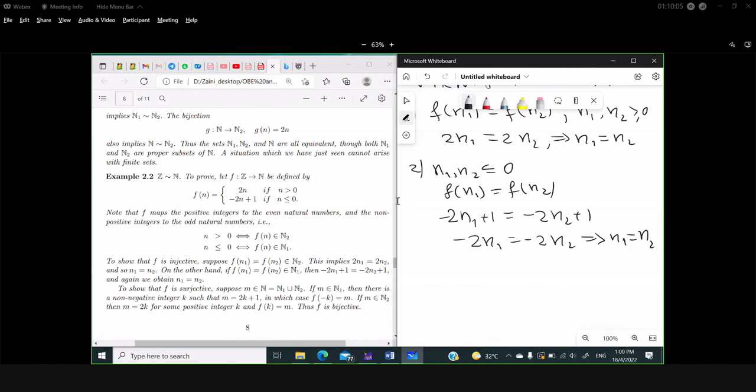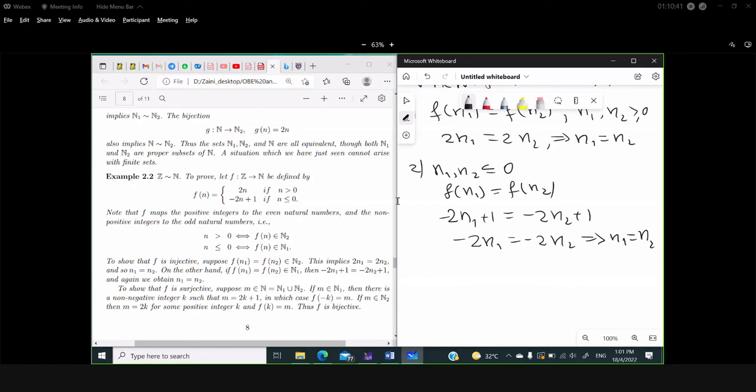So to show that f is surjective, suppose m belongs to N1 union N2. If m belongs to N1, then there is a non-negative integer k such that m = 2k + 1. In the case of f(-k), if m is 2k for some positive integer, then f(k) is equal to m. Thus f is bijective.